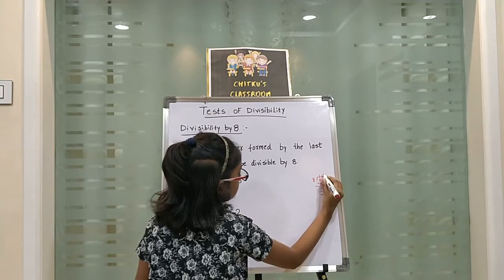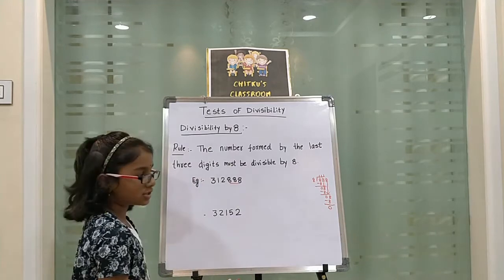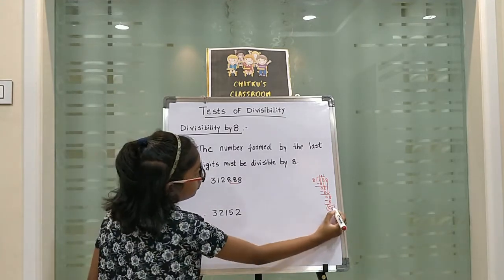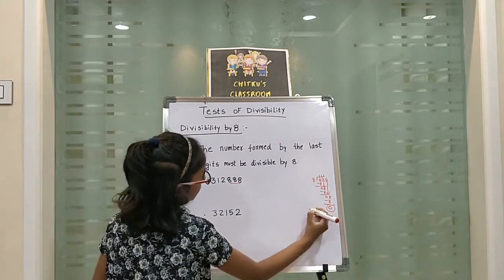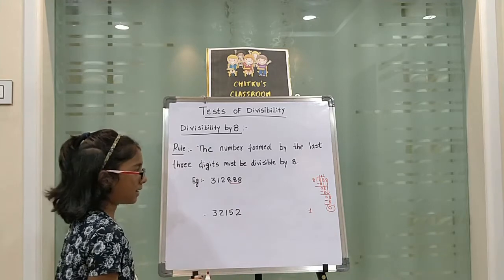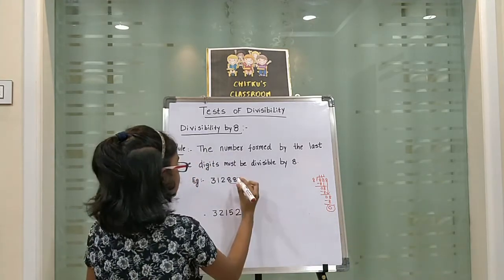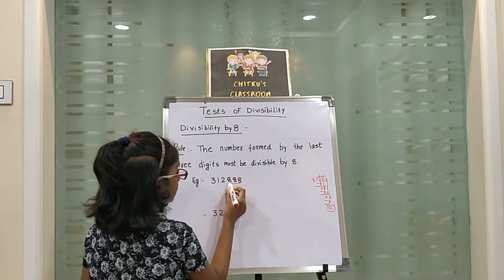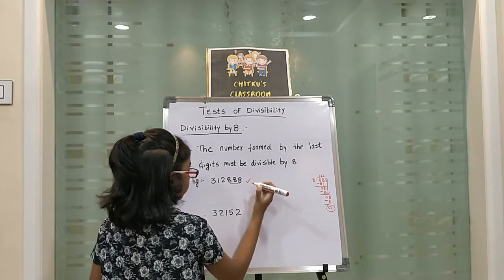8 times 1 is equal to 8. So if the remainder here, after we do the division, is 0, that means it's divisible by 8. If the remainder is 1, it is not divisible by 8. So the remainder is 0. So that means this number, 3,12,888, is divisible by 8.